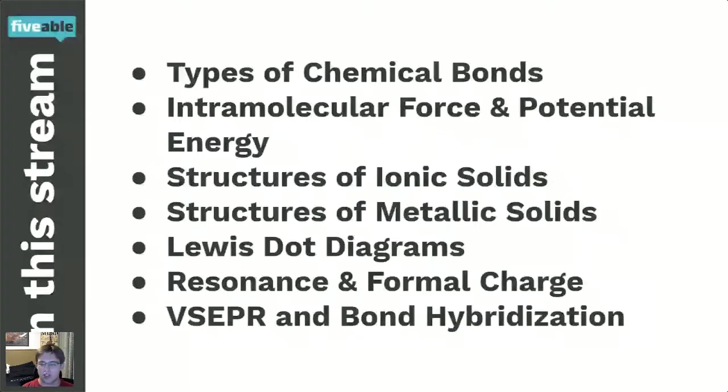Then we're going to be looking at the structures of certain types of solids, right? We're going to be looking at ionic solids, things like salt and other types of salts, and then structures of metallic solids, so like a bar of steel, for example. Then we're going to talk about what's arguably the most important concept in this unit, which is Lewis dot diagrams. Basically, if I show you a molecule, how can you draw out what it looks like? And then from there, we're going to talk about resonance and formal charge, just a couple aspects of Lewis dot diagrams that are really important to know. And then we're going to talk about VSEPR and bond hybridization and bond geometry, which are all really important to understand for this unit.